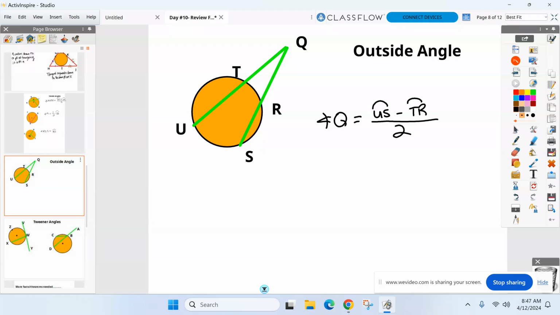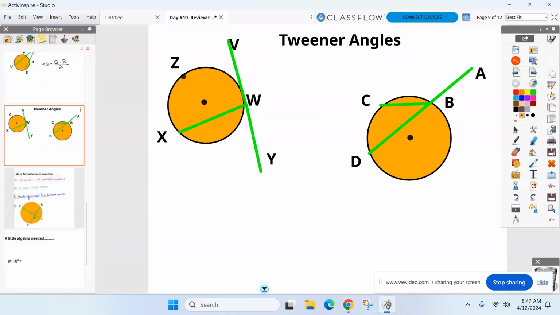What if it's not inside? What if it's not outside? Then it must be a tweener, right? Half and half, as we called it yesterday. Half and half. All right, so let's look at this tweener angle over here, angle XWV. That tweener angle right here, XWV.